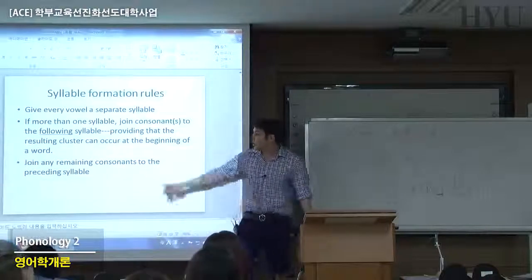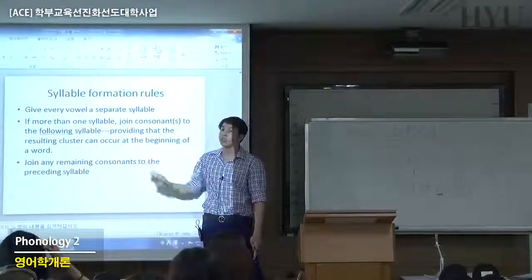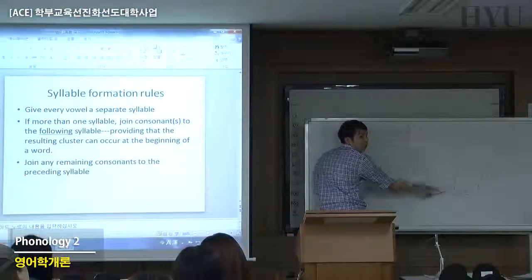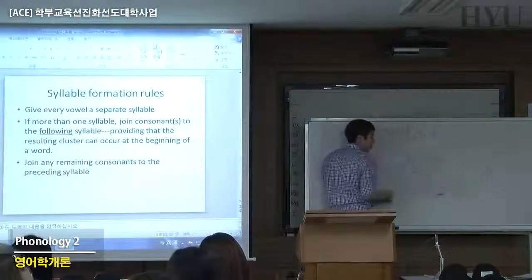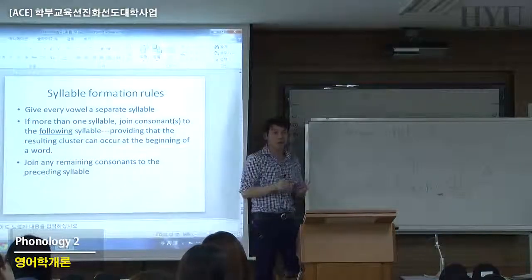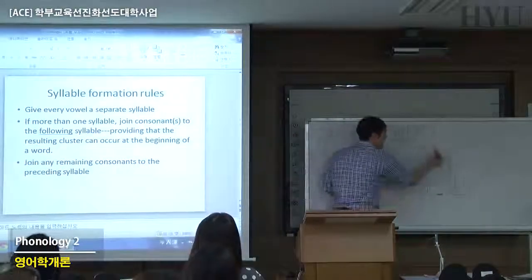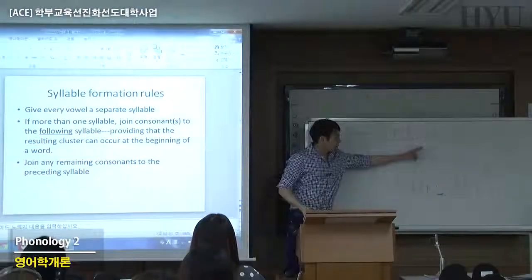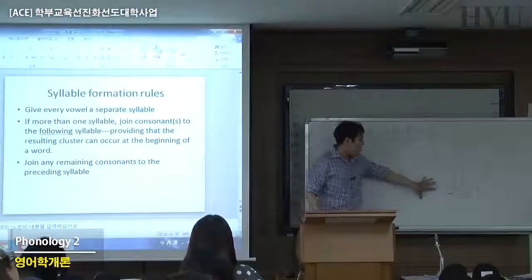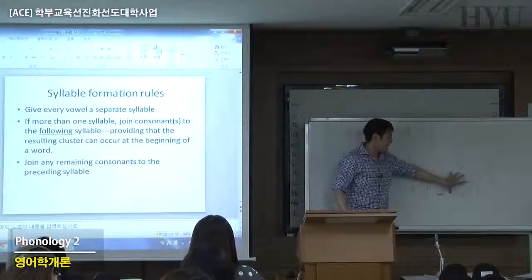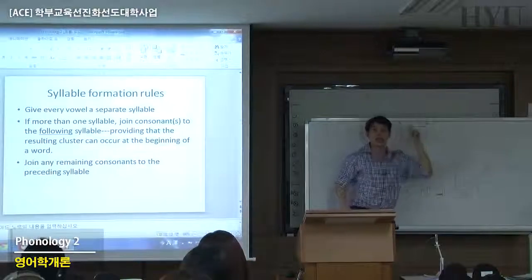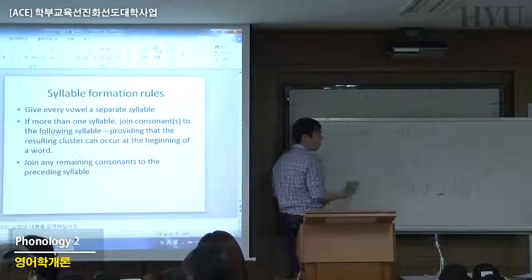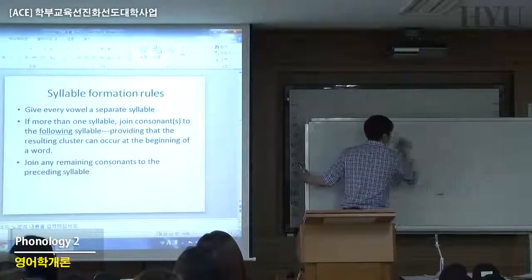The last step, join any remaining consonants to the preceding syllable. So in other words, N here, which is left by itself because we cannot join it to this syllable, has to belong to that syllable. So you have 3 syllables, and you have 2 boundaries here. Bound as 1 syllable, de as 1 syllable, and rees as 1 syllable. And now you can just write out the syllable structure.